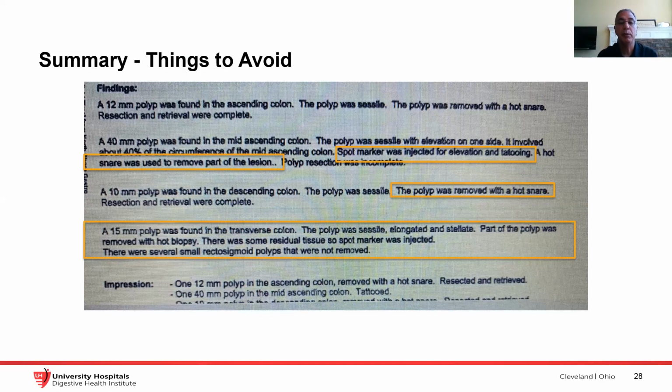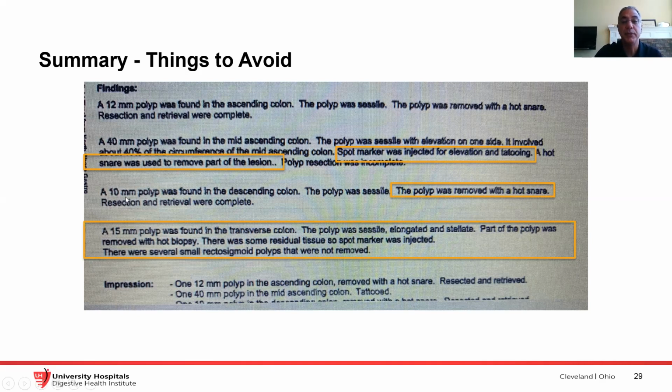This is an example of a report that I saw just 2 weeks ago, and I'm just going to point out some of the issues. It looks like this referring physician found at least 4 sizable polyps. The second polyp mentioned here is 4 centimeters. He used spot marker injected for elevation and tattooing. That's a fail. And a snare was used to remove part of the lesion. That's another fail.